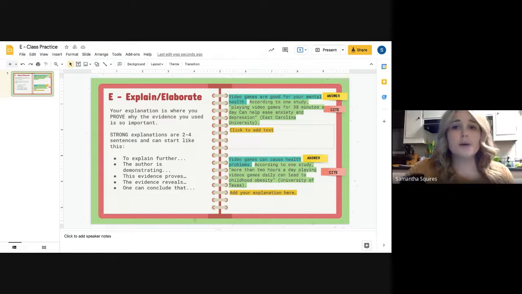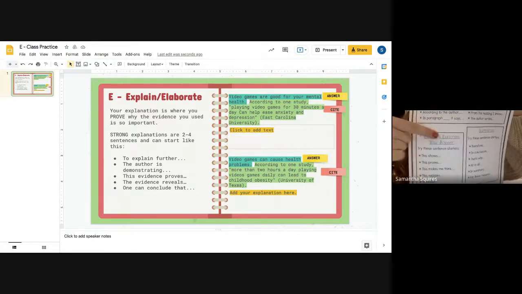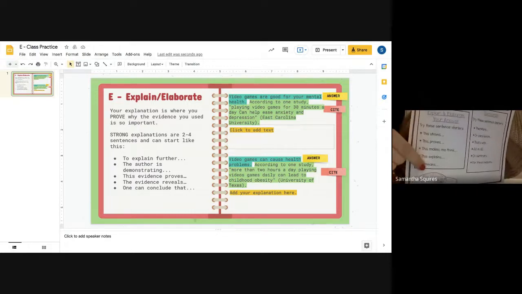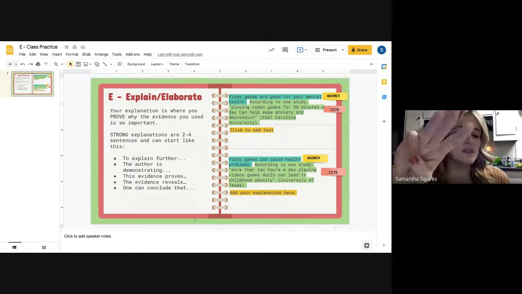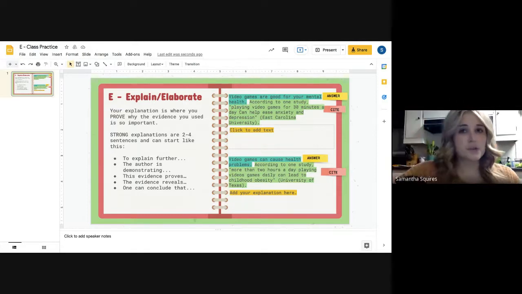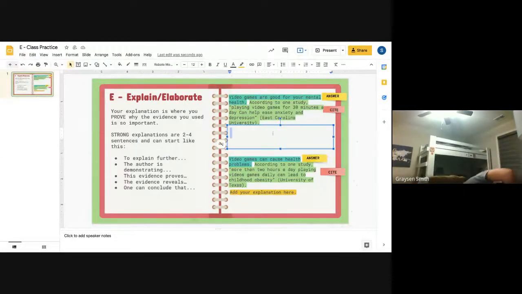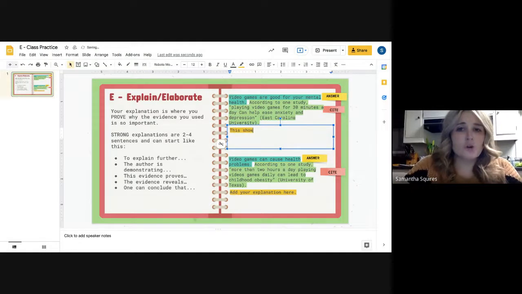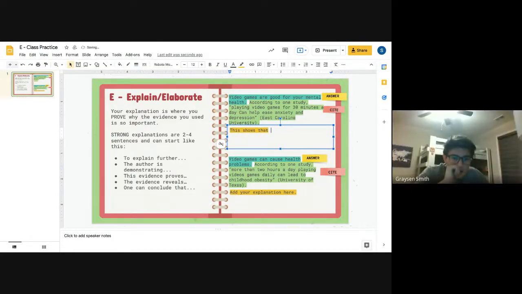On your piece of paper, you should have a little box that says explain and elaborate your answer. And you have some sentence starters there too. You have this shows, this proves, this makes me think, this explains, or this means. Let's pick one of those to start this with. What do you want to start this with? Shows. Okay. This shows what? That video games for 30 minutes can help ease anxiety and depression.